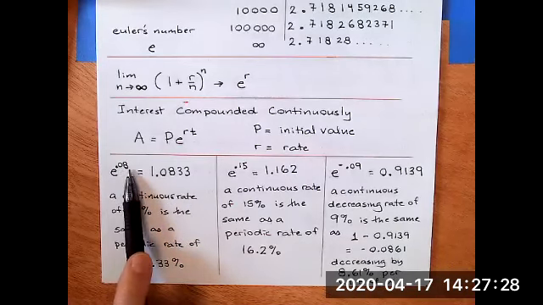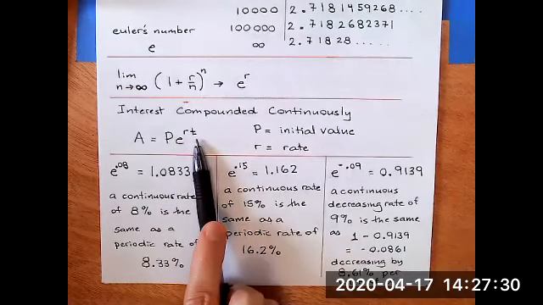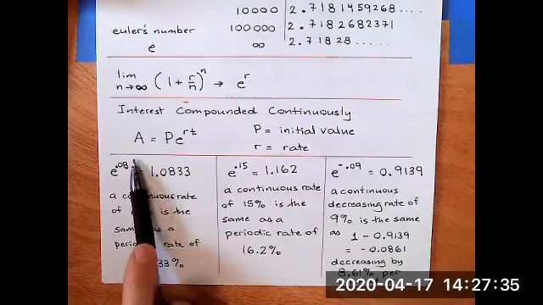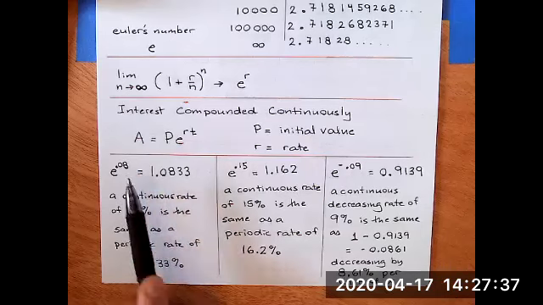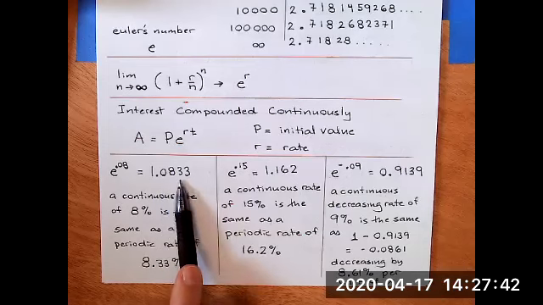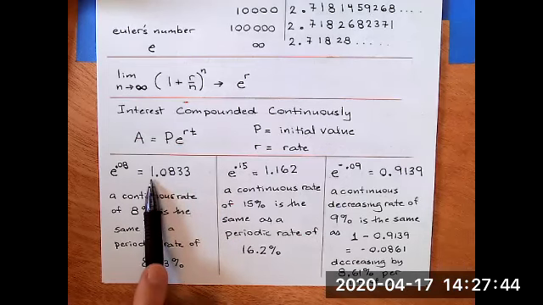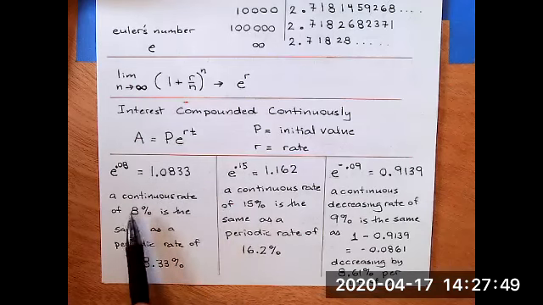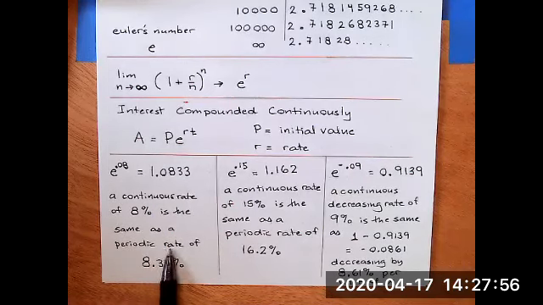Continuous rate of 8%, let's say we're just talking about years. So if something is increasing at a continuous rate of 8% per year, e to the 0.08 is 1.0833, so that's 100% plus 8.33%. So a continuous rate of 8% is the same as a periodic rate. In this case, we were talking about years. Each year, it would increase by 8.33%.